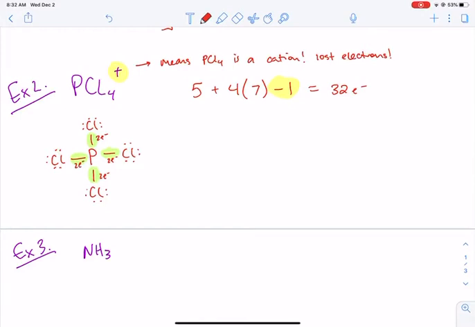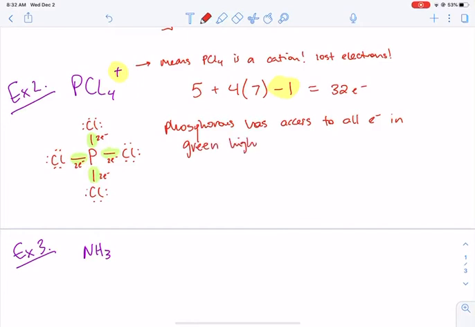That means that phosphorus has access to all electrons in green highlighted bonds, which means it has access to 2, 4, 6, 8 electrons, right? So I'm going to erase these. I'm going to re-highlight. Okay, so that's what I mean when I say access.